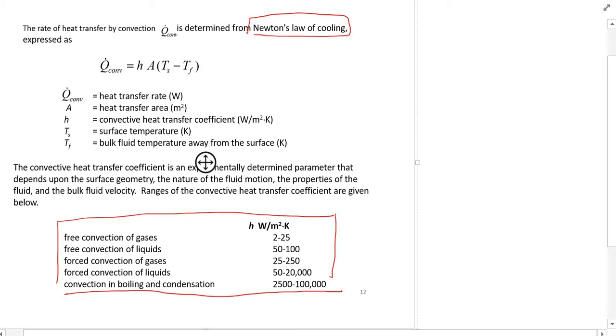The figure here shows some range of convective heat transfer coefficient. Your h actually depends on what type of convection, whether it's free or forced, and whether you are dealing with gas or liquid, depending on the fluid itself. And the last one is if you are dealing with convection in boiling or condensation, then you will have a bigger number for h.